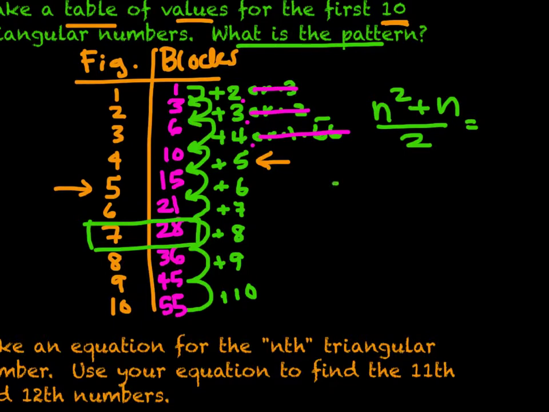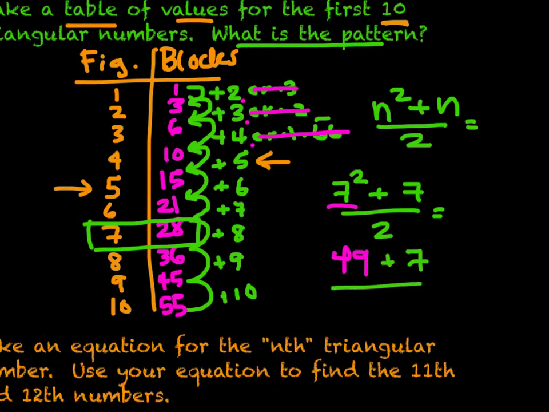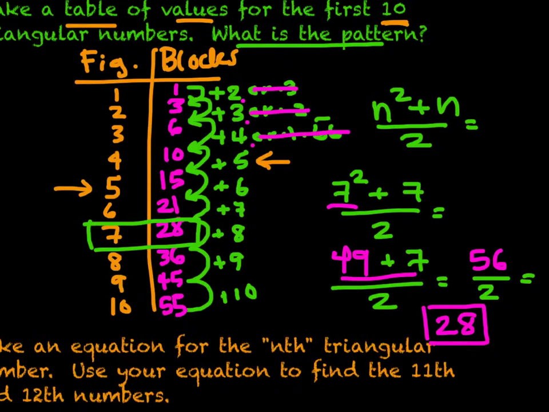So if we were to say 7 squared plus 7 divided by 2, we want that to equal 28. So 7 squared, that math is, I almost messed up. Sorry, it's my favorite number, 49. Then we still have our plus 7, and we're dividing by 2. 49 plus 7 will get us 56. We're going to divide that by 2, and 56 divided by 2 will get us 28. And that is exactly what we need.